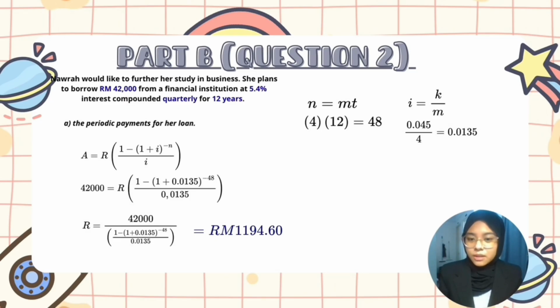To find the periodic payment, I apply this formula. A equals R multiplied by the fraction 1 minus the quantity in brackets 1 plus I raised to the power negative n, all divided by I. Now, substituting the values. 42,000 equals R multiplied by the fraction 1 minus the quantity in brackets 1 plus 0.0135 raised to the power negative 48, all divided by 0.0135. Solving for R, the periodic payment is 1,194 ringgit and 60 cent.